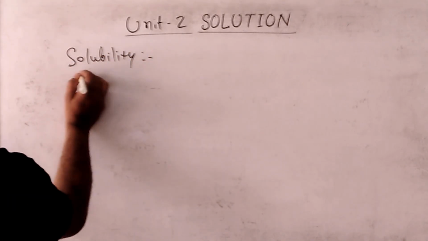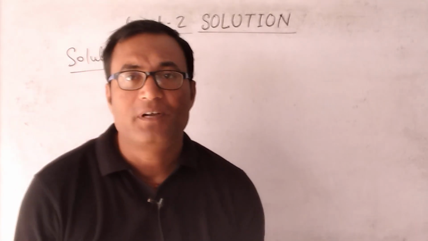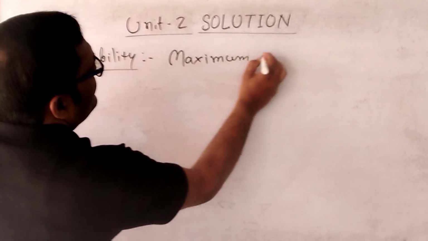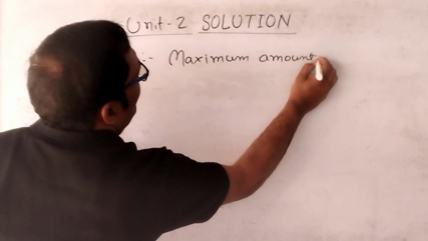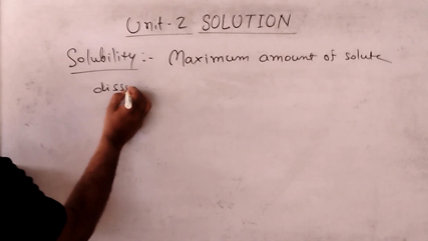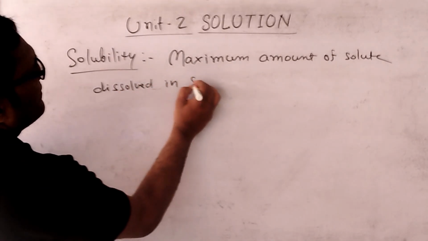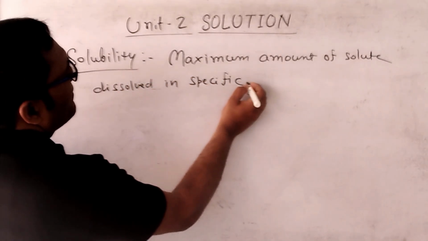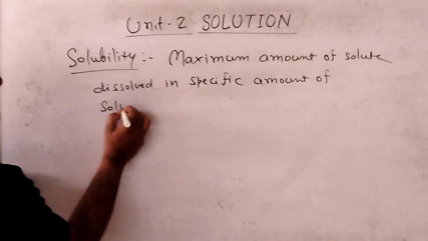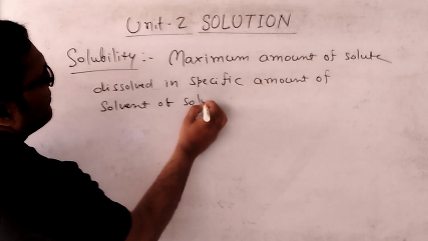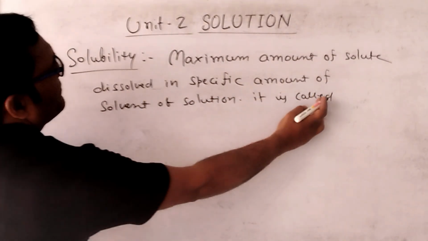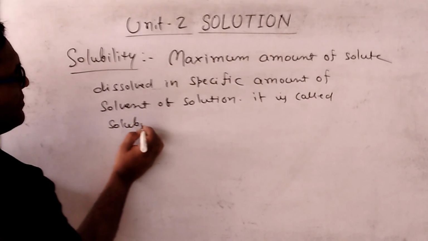Solubility. First, we will discuss what is solubility. The maximum amount of solute dissolved in a specific amount of solvent or solution is called solubility.